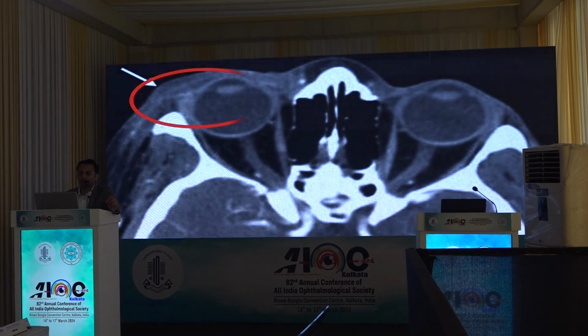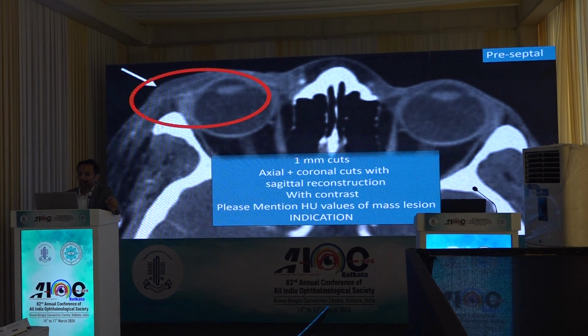Now one point I would like to highlight here is when you advise a CT scan, do write what you are advising it for. It's better that you mention everything every time, even if your radiologist is the same. It's 1 millimeter cuts, axial plus coronal sections, with sagittal reconstruction, with contrast, especially in cases of trauma, and please mention Hounsfield unit in case of mass, foreign body or whatever, if they find incidentally or you are suspecting, and do write the indication, what you want to look for.